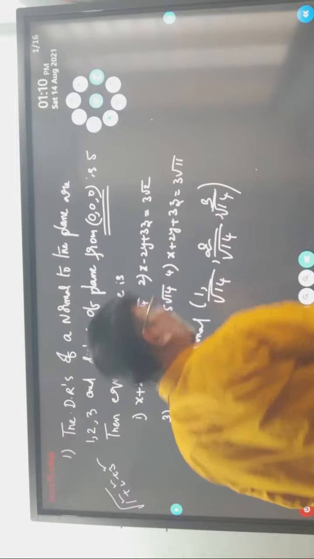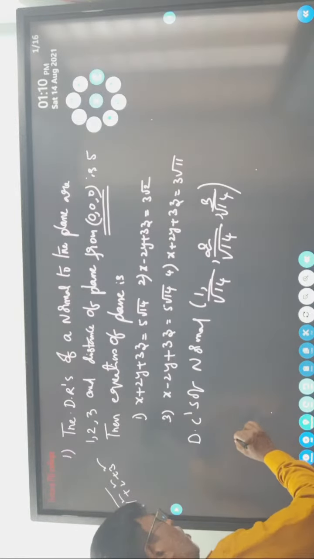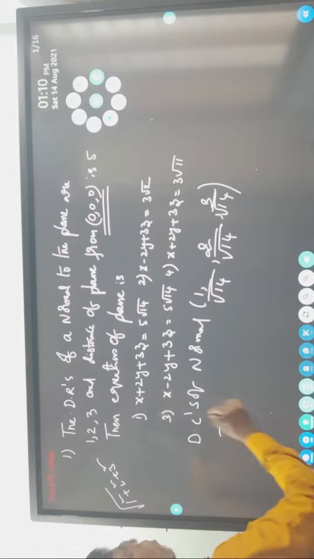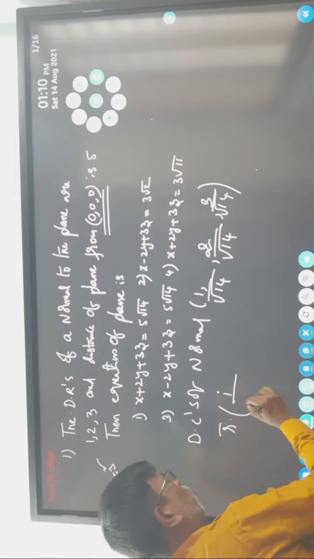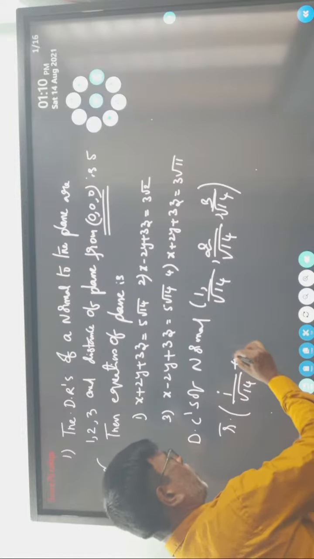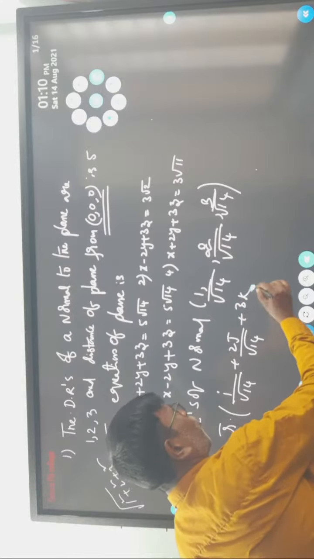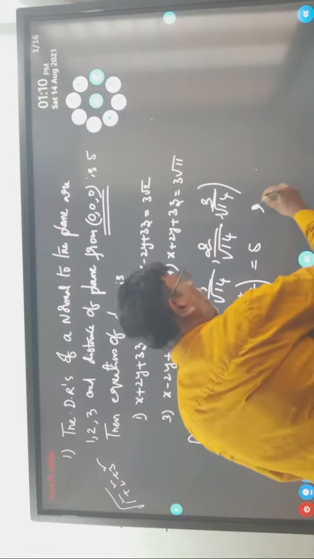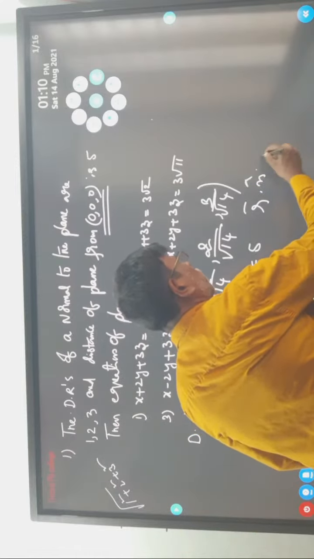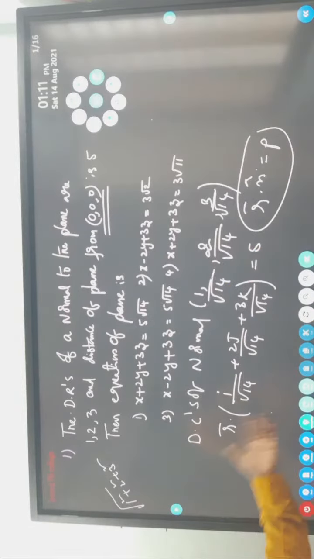Now apply the normal form, the perpendicular distance form: r dot n cap, that is, (i by root 14 plus 2j by root 14 plus 3k by root 14) equals p, which is 5. That is the formula once again: r dot n cap equals p. What is n cap? n cap is a unit vector perpendicular to the plane.